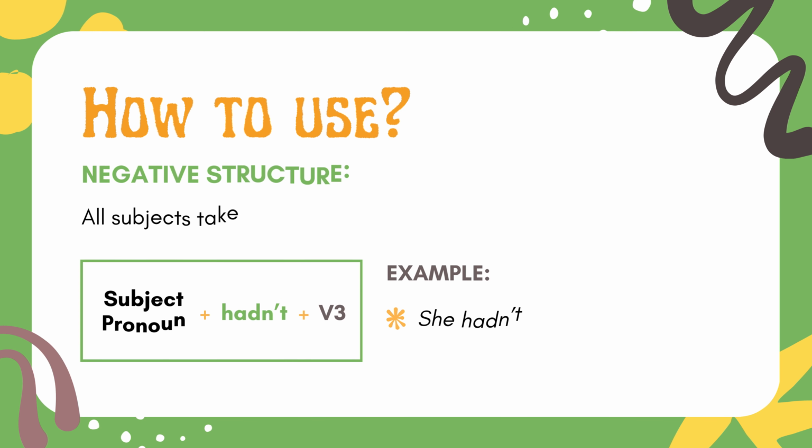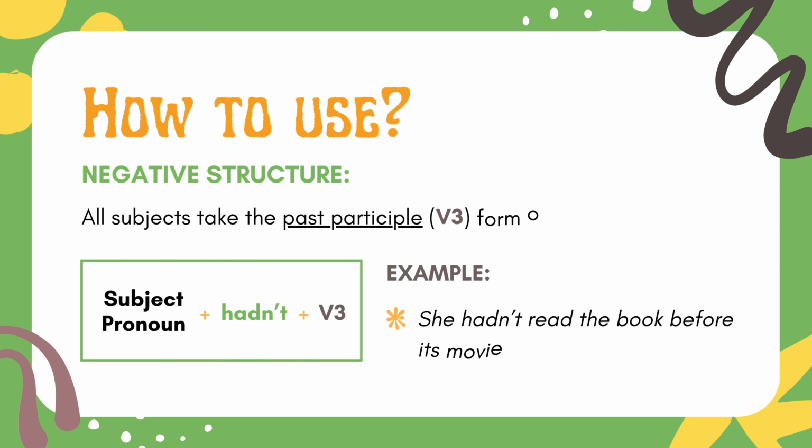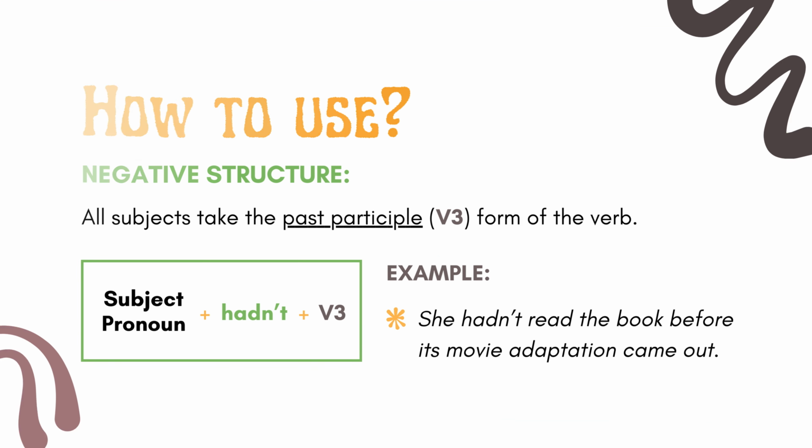Negative structure. All subjects take the past participle, V3 form of the verb. Subject pronoun plus hadn't plus V3, third form of the verb. Example: She hadn't read the book before its movie adaptation came out.